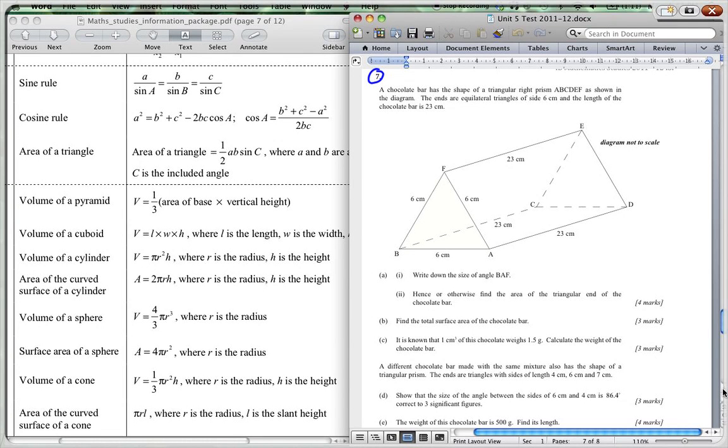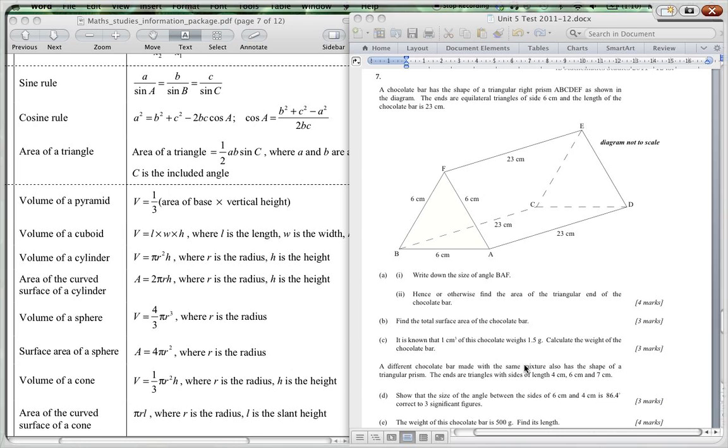Question 7. A chocolate bar has the shape of a triangular right prism A, B, C, D, E, F as shown in the diagram. When it says right prism, it just means that it's regular. These faces here are at 90 degrees to the base, and all the sides. This side is equal to that, and that's equal to that, and so forth.